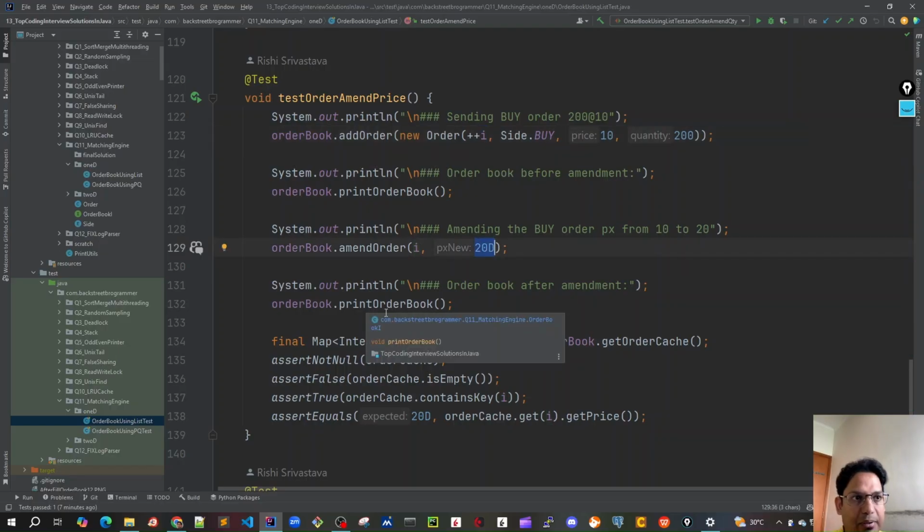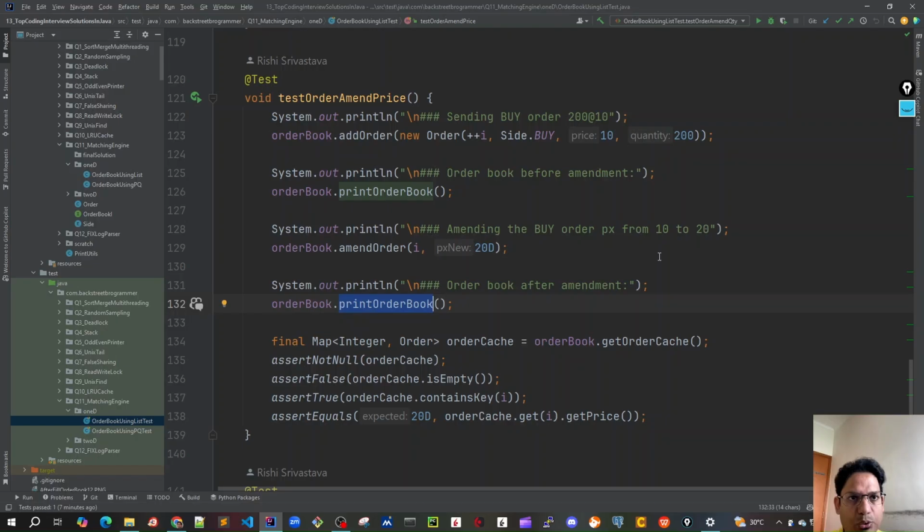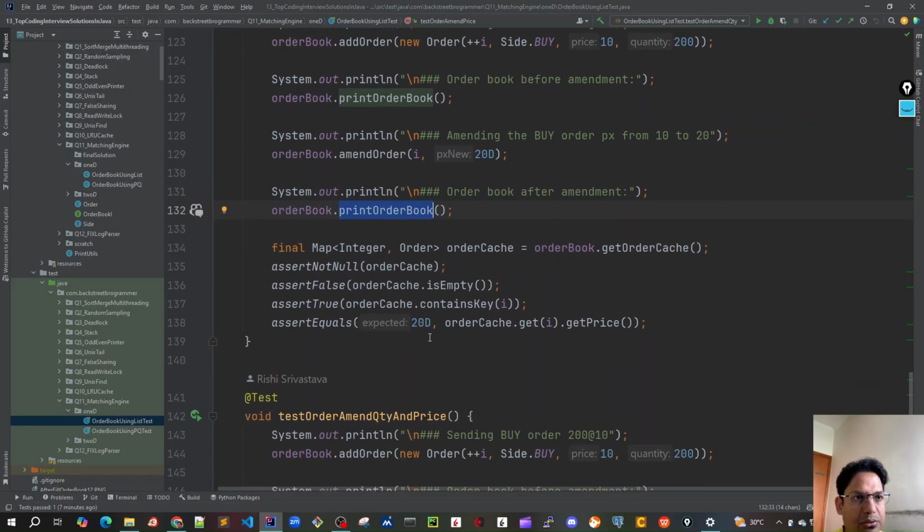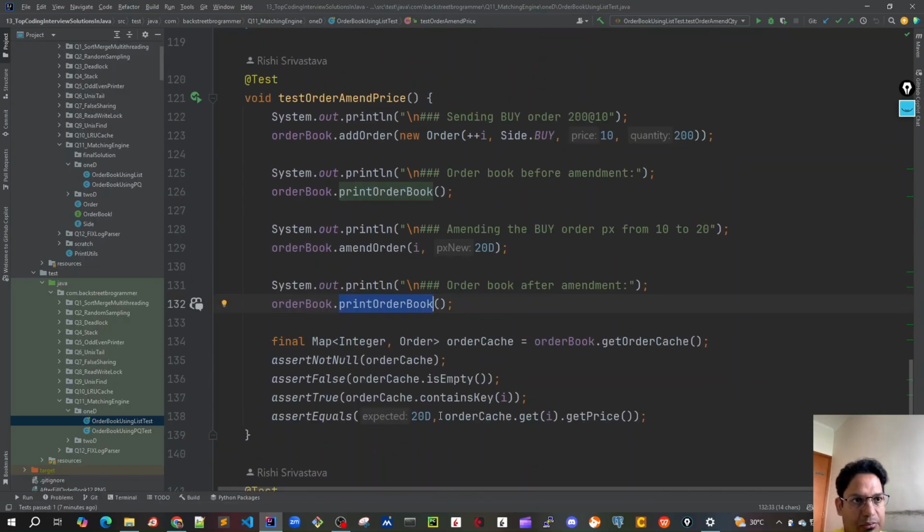And then again, I will print our order book here. So I don't expect that matching would be happening, because this 20 buy order is again less than the best sell order price available. So that's why it will not match. We can try some other scenarios as well, but here I'm just trying to keep it simple. And this is our main assertion: our amended order should be resting in our order book, having the price as 20. So let me run this quickly.